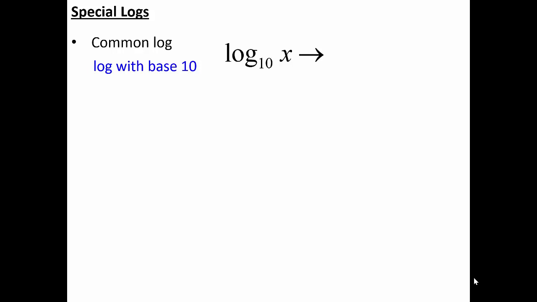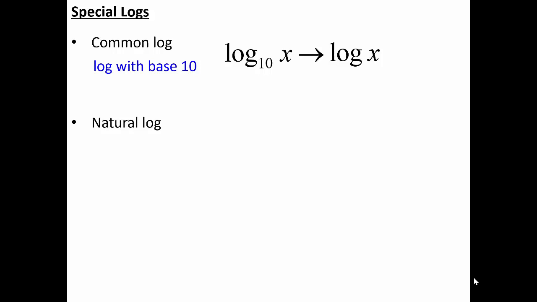So instead of writing log base 10 of x, you'll often see it abbreviated as log x. If you don't see a base on a logarithm, you can assume that this is the common logarithm and that the base is 10. The other very special logarithm is going to be the natural logarithm.